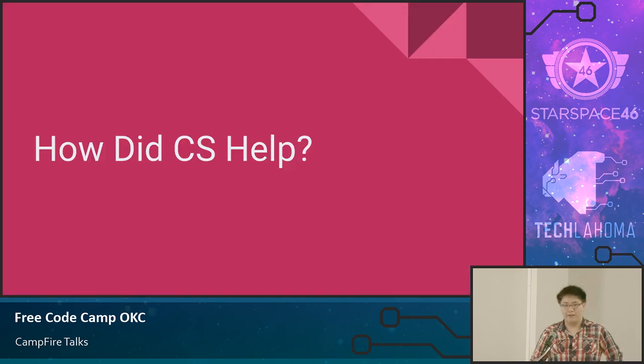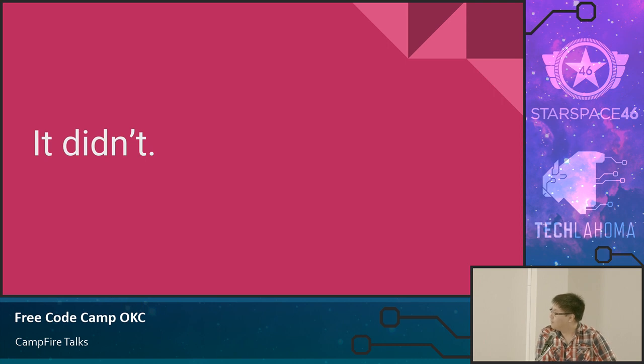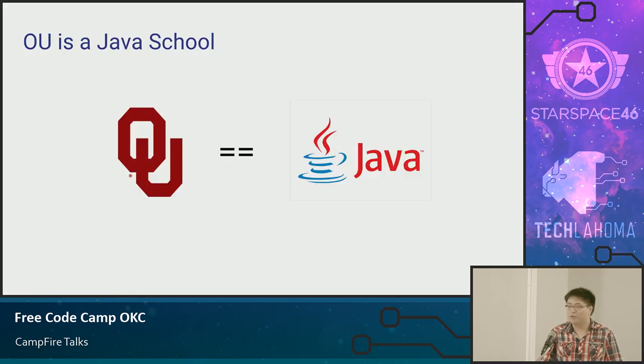So how did learning computer science in school actually help me in this internship? Well, it didn't really help directly. Let me explain. At OU, if you've taken classes at OU, you'll find out really quickly that OU is mostly a Java school. For the better part of your degree, you'll be working with Java for all of your classes. You'll have maybe a few classes here or there that use something else, but for the most part, it's Java.